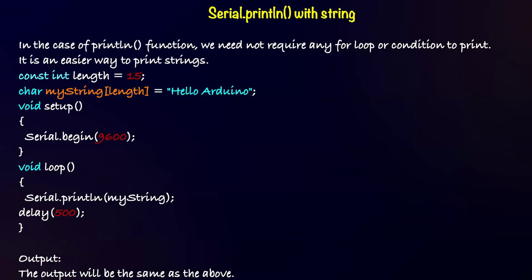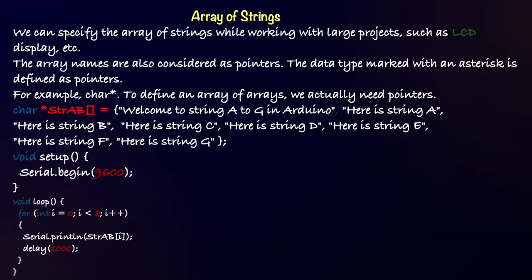Now void loop. Inside the void loop, what are we giving? Serial.println(my string). So we are printing my string over here and giving a delay of 500, that is half a second. So the output will be the same as that. I hope you've understood till this.